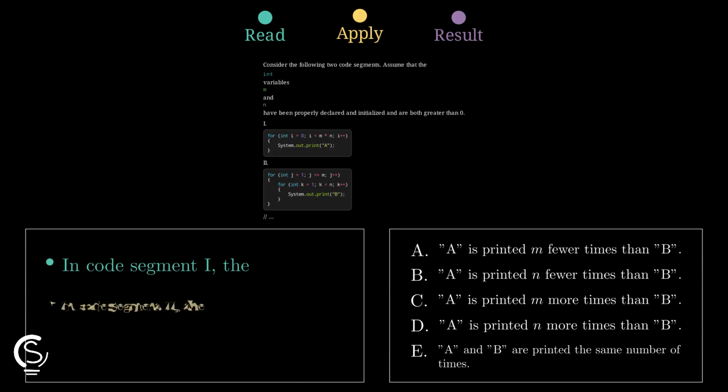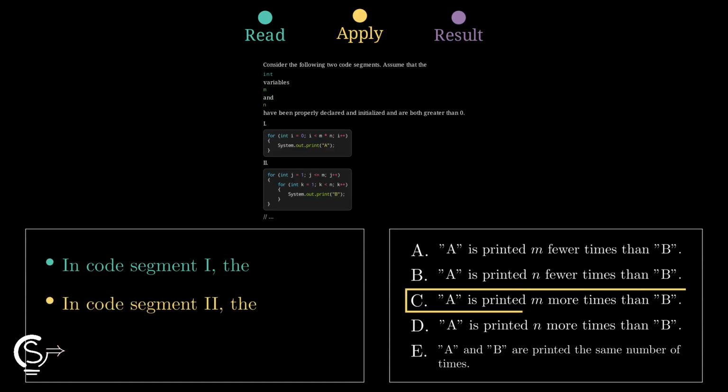Subtracting the result shows A is printed more times than B. This calculation proves option C is the only correct choice.